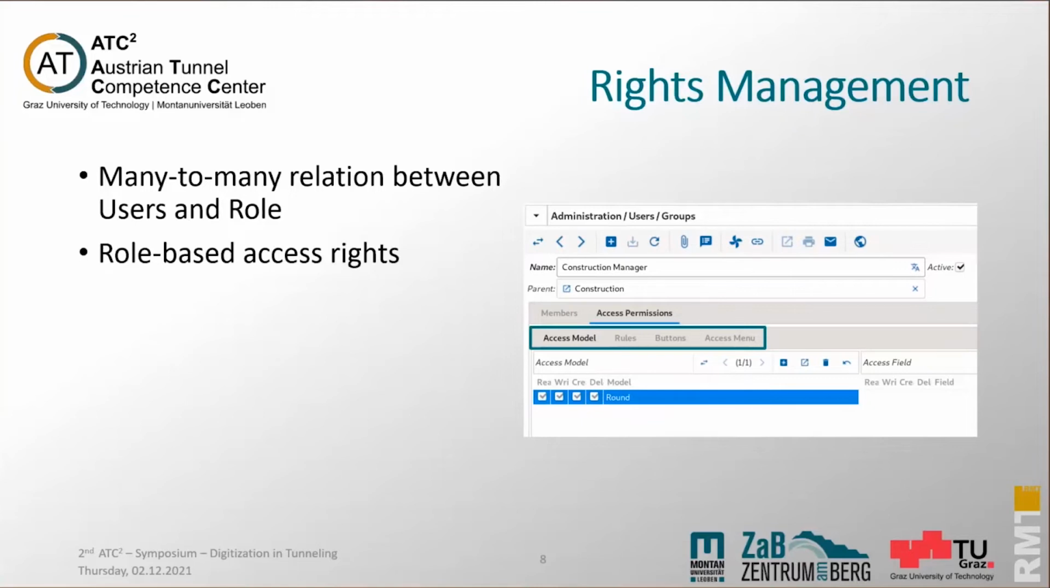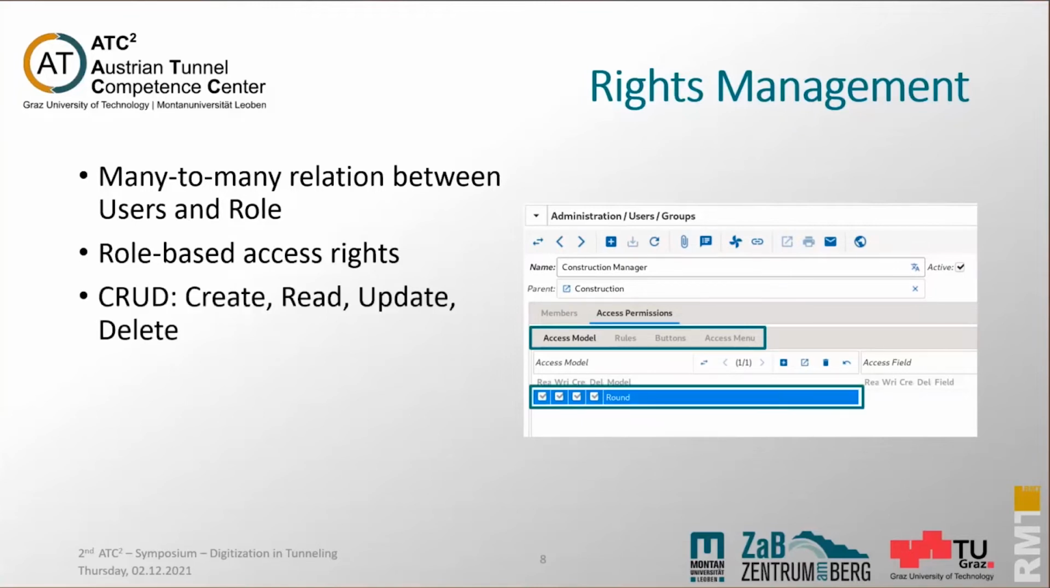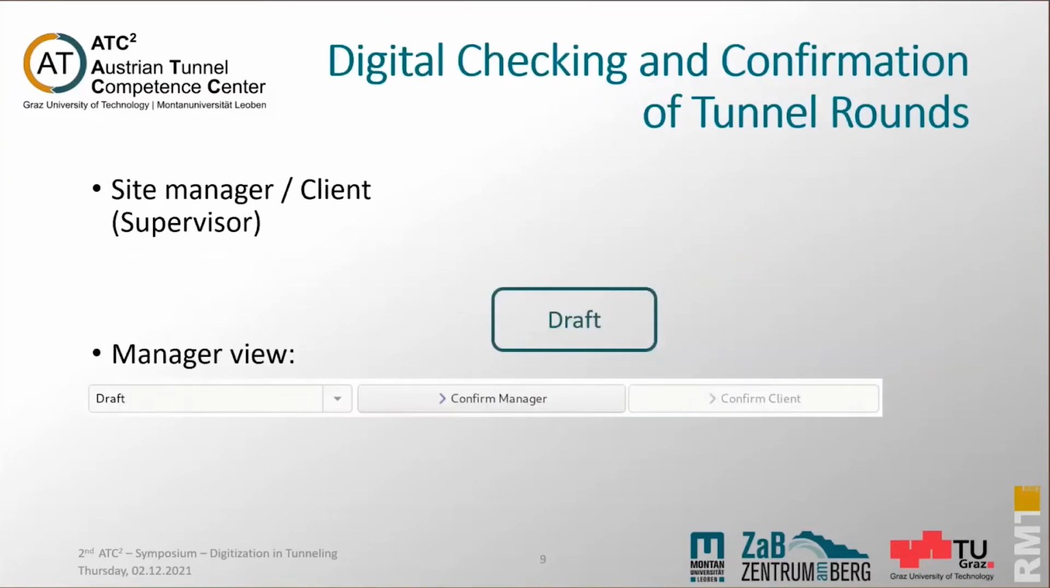I will now show you how the documented tunnel rounds are checked and mutually confirmed by the roles site manager and site supervisor inside TIMS. We have the draft at the beginning, documented by the foreman. You already saw that in the video of Mr. Huimeyer. Then the manager would normally check the data of the tunnel round, perhaps make some changes, some additional comments, and then checks the data.